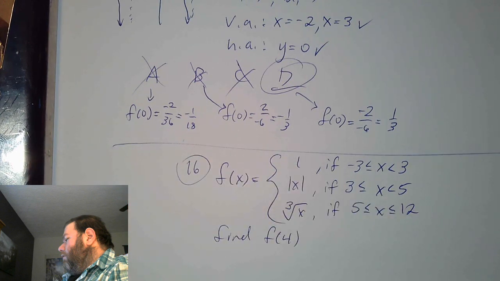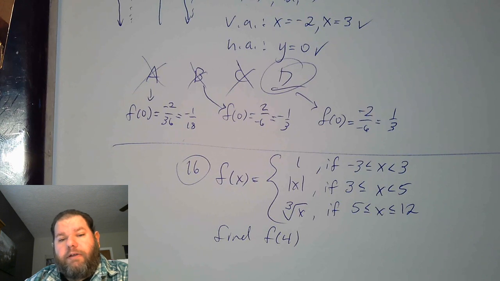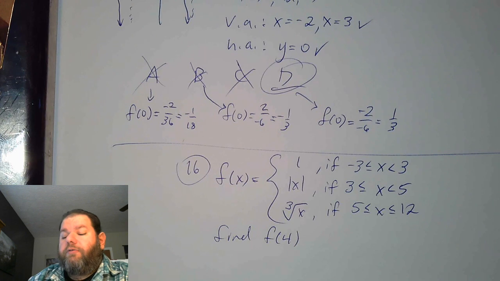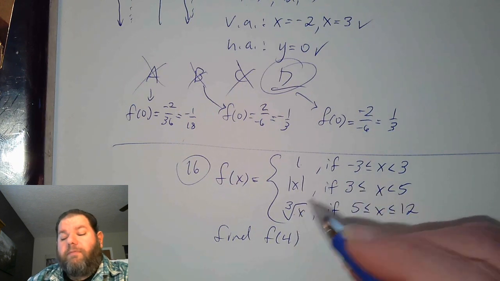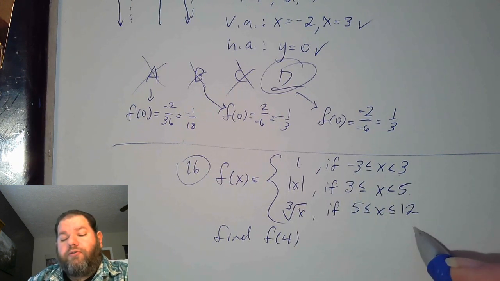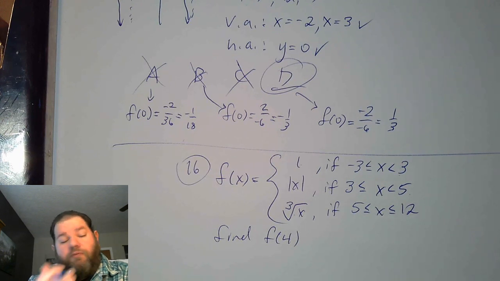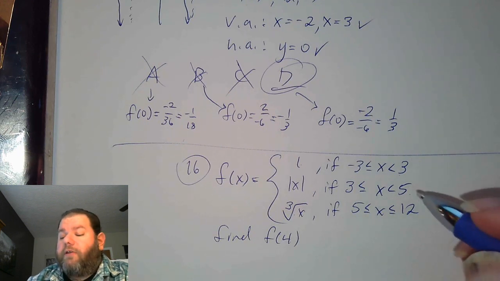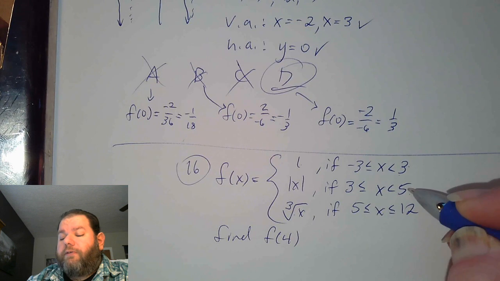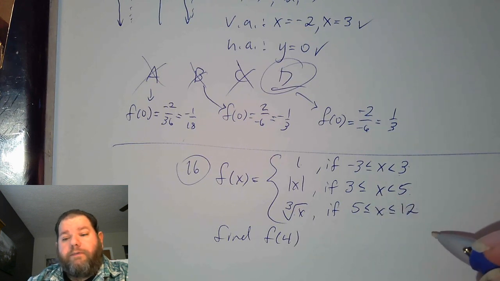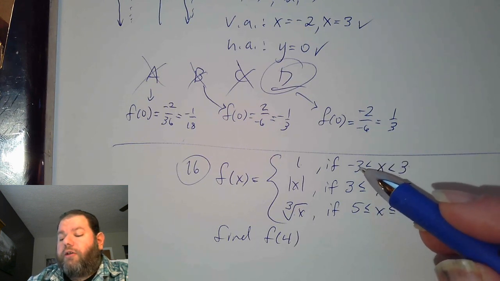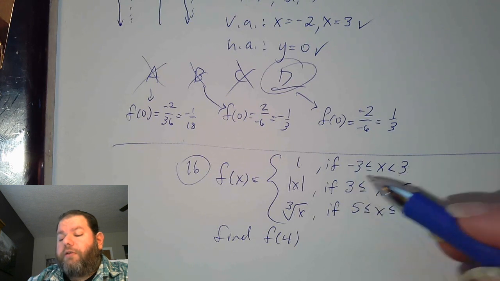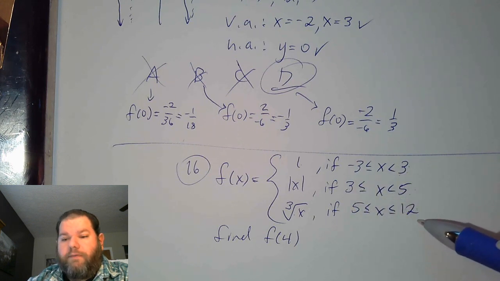So for 16, we're given a piecewise defined function. So f of x is equal to one of these three expressions, depending on which of these scenarios is true. And we're wanting to find out the value of f of 4. Now when they tell us to find f of 4, that means we need to figure out which of these three intervals 4 is part of. Is 4 between -3 and 3? Is it between 3 and 5? Or is it between 5 and 12?